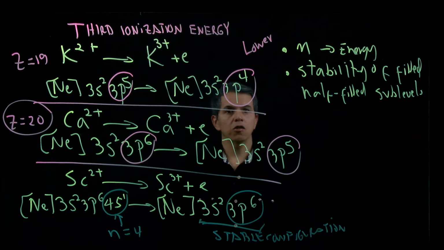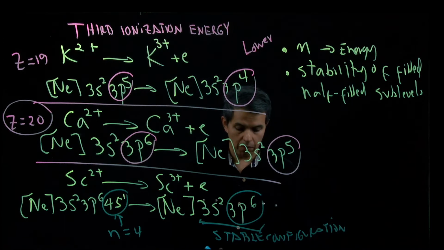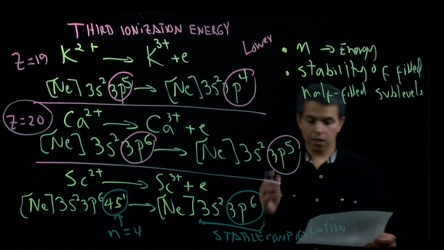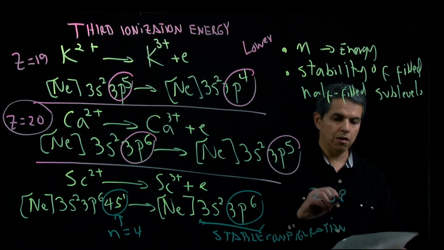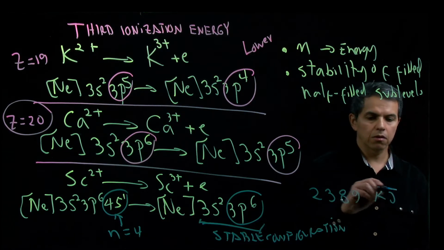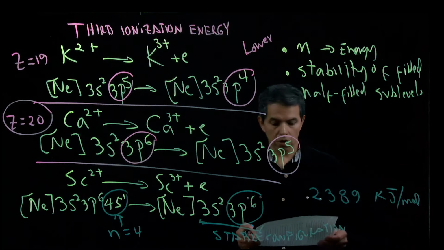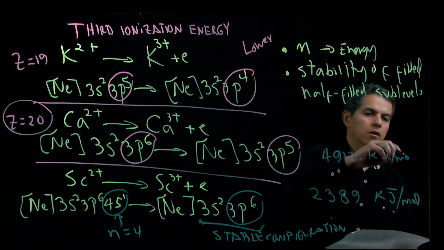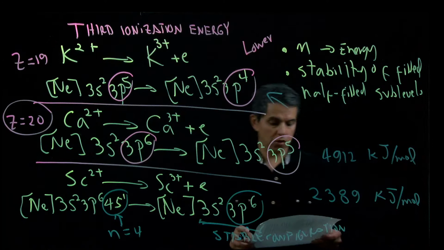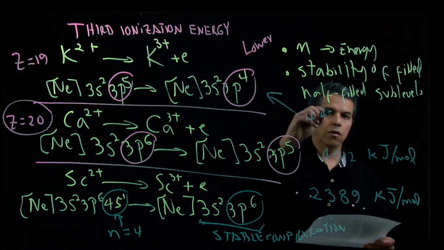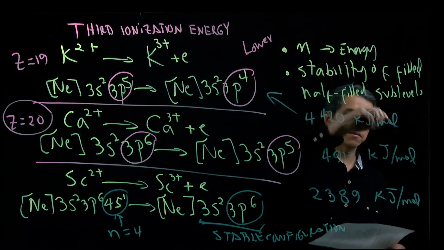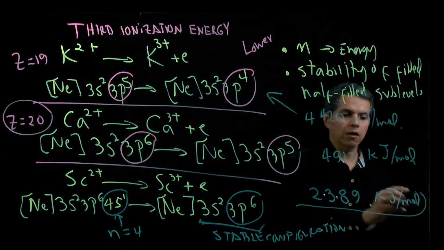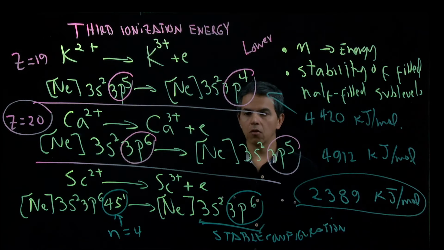As a confirmation, one could look at tables in which the third ionization energies are provided, and we can find in those tables that the third ionization energy for scandium is 2,389 kilojoules per mole. For calcium it is 4,912 kilojoules per mole. And for potassium it is 4,420 kilojoules per mole. So clearly, the lowest third ionization energy is that corresponding to scandium. And scandium is the answer to this problem.